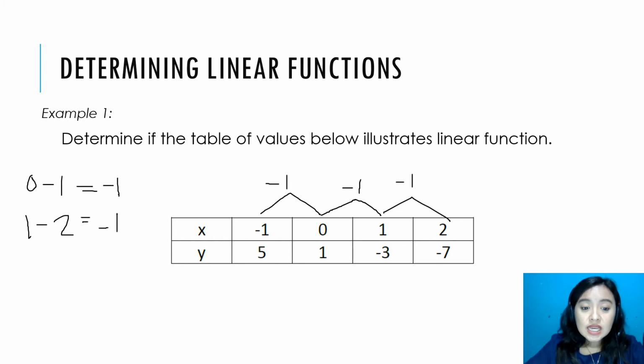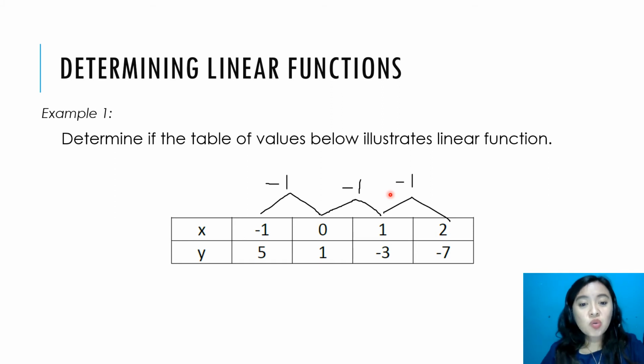So, as you can see here, ang first difference, okay, let me just erase this. As you can see here, ang first difference sa atong x coordinates are all negative 1. So, equal ra siya ang first difference niya. So, meaning, pwede ni siya mahimong linear functions.